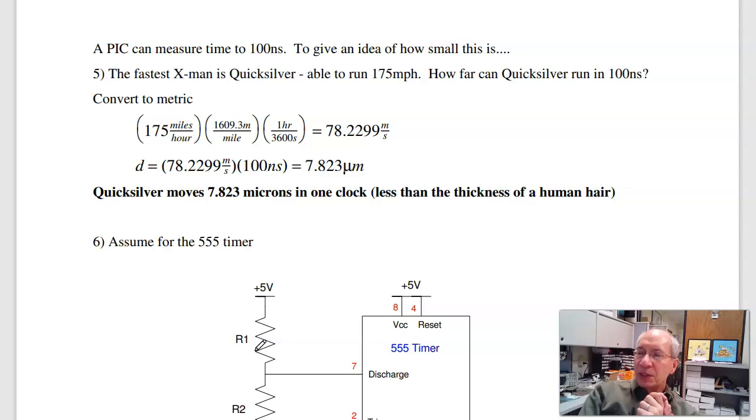Another thing a PIC can do is measure time. Computers are really good at measuring time. For the PIC, 1 clock is 100 nanoseconds. To give an idea how small that is, Quicksilver, the fastest of the X-Men, can run 175 miles an hour. In 1 clock, converting miles an hour to meters per second, multiplying by 100 nanoseconds, Quicksilver travels 7.8 microns. Human hair is about 180 microns, so this is less than the size of a human hair. A bacteria is about 1 micron. So that's a really tiny number.